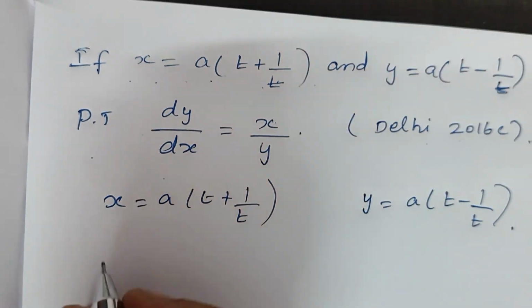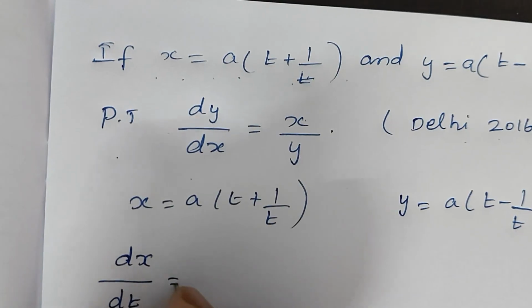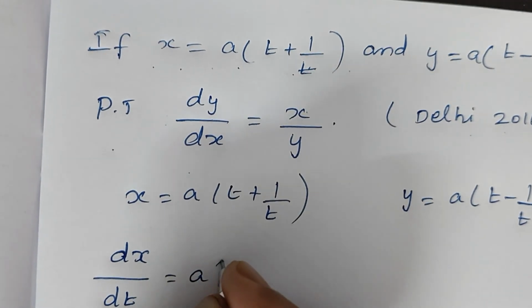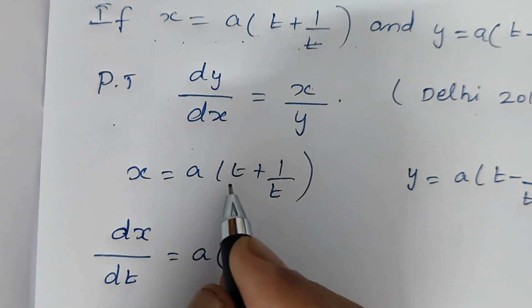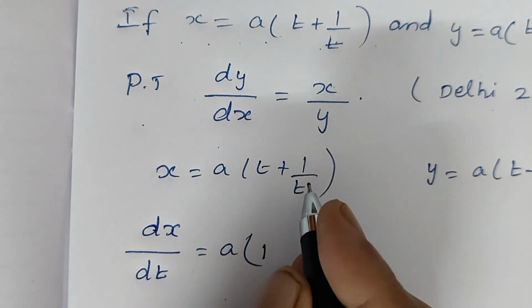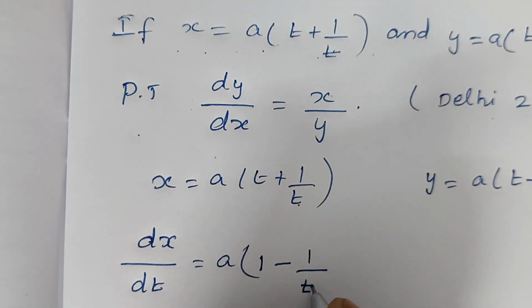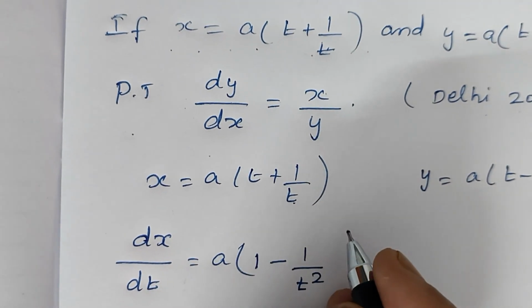So first I find dx by dt. dx by dt, that is equal to a. This is a constant, therefore no need to worry about that. So a into t. For differentiating t, what we get? 1. Then for t inverse, so minus 1 by t square.